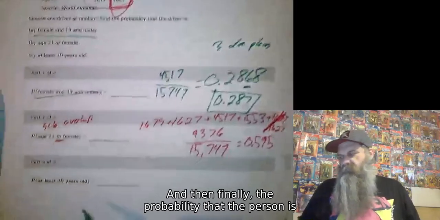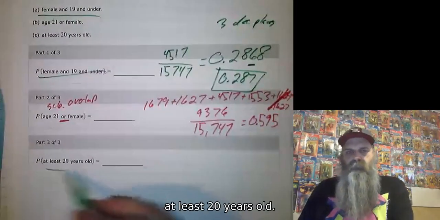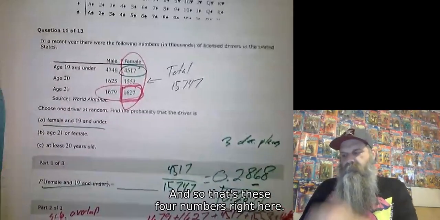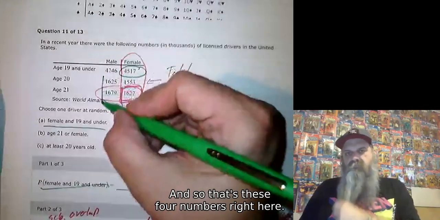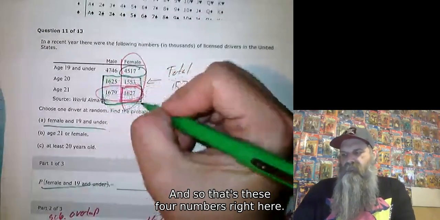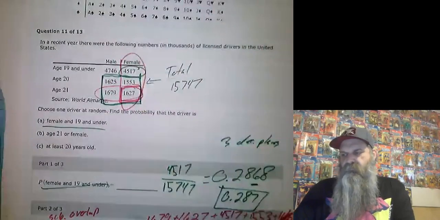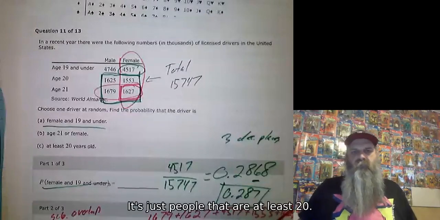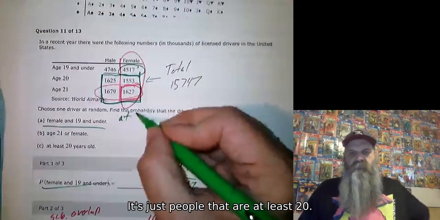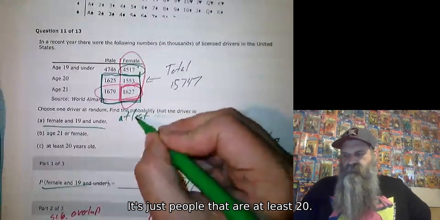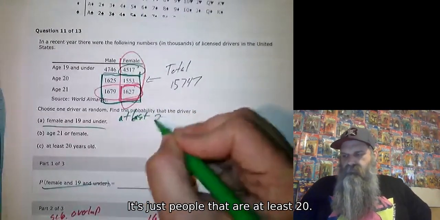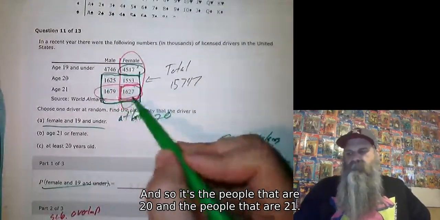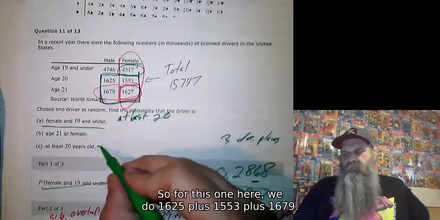And then finally, the probability that the person is at least 20 years old. And so that's these four numbers right here. There's no overlap. It's just people that are at least 20. And so it's the people that are 20 and the people that are 21.